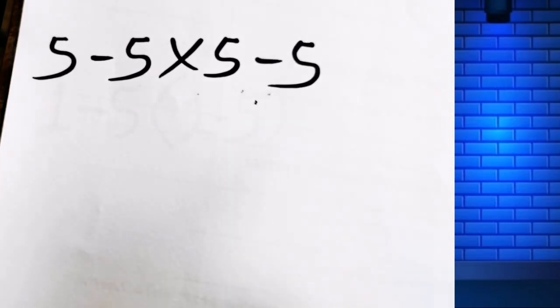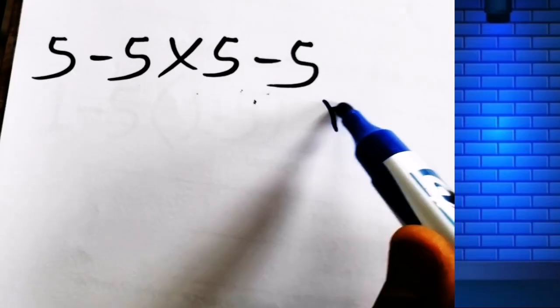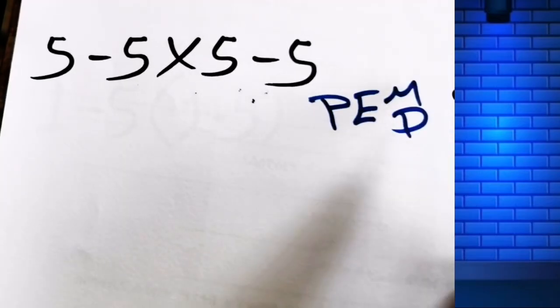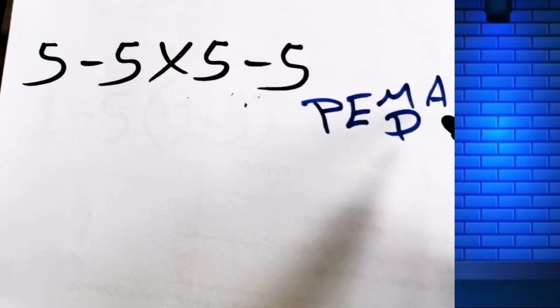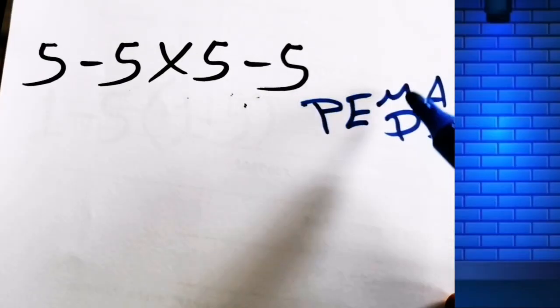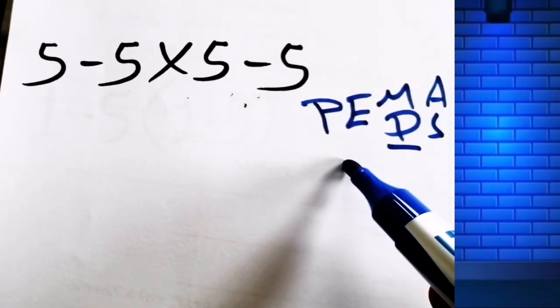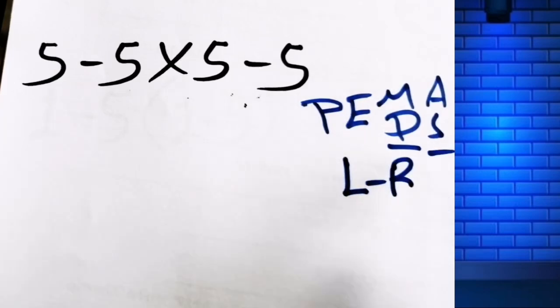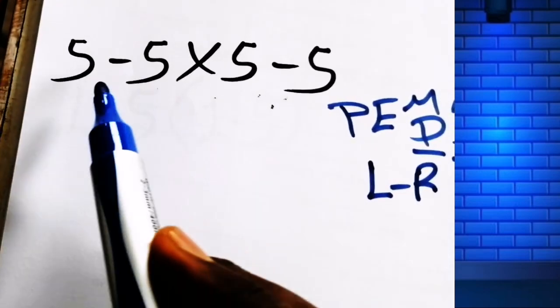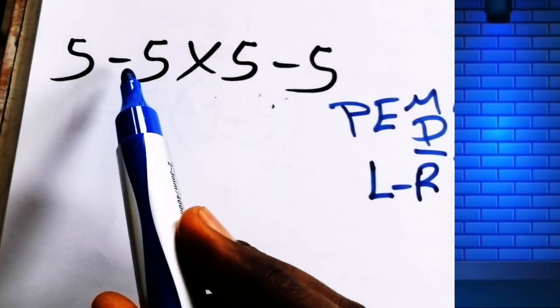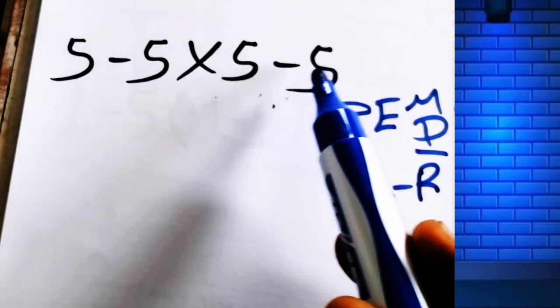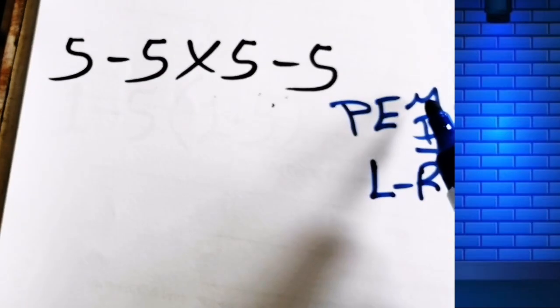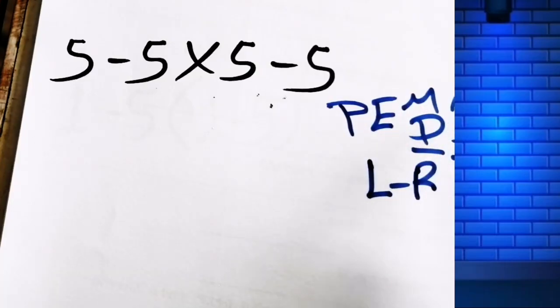Because according to the order of operations PEMDAS, first we have to do parentheses, then exponent, multiplication or division, and finally addition or subtraction. Remember that multiplication and division have equal priority, work from left to right. The same applies to addition and subtraction. Okay? In this expression, one subtraction here, one multiplication, and one subtraction.